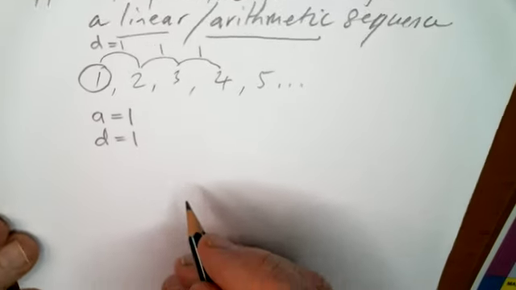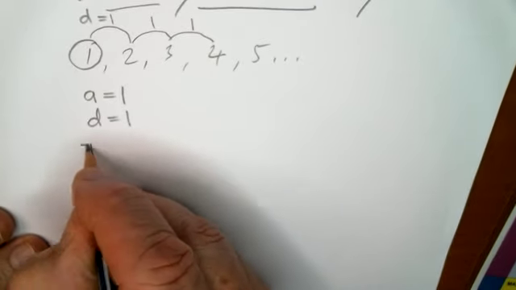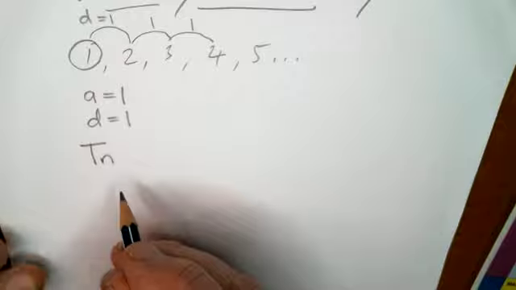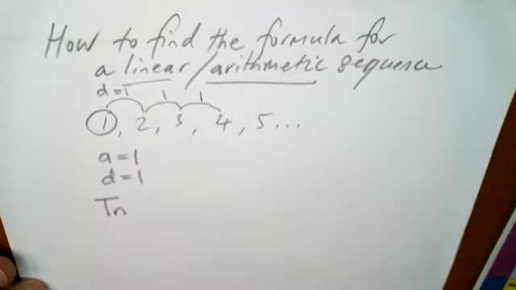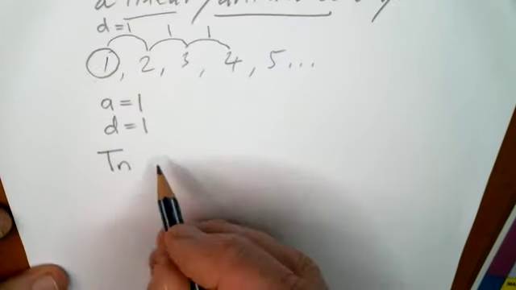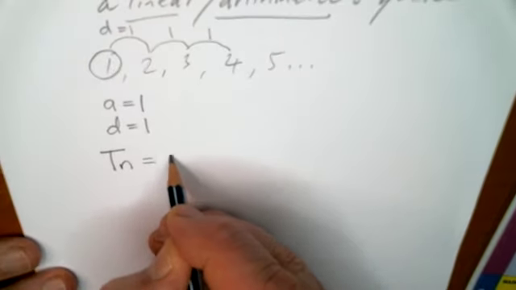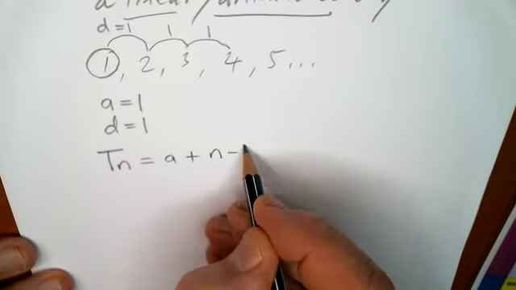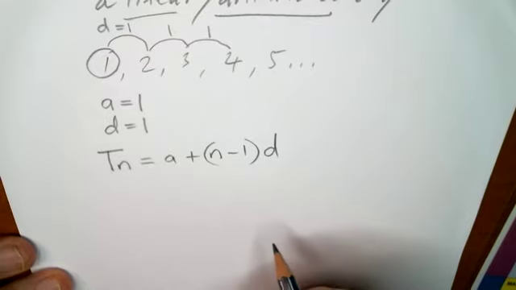Now we're ready to write the formula. And it will always be in the form Tn, that's the term value of a particular term, is equal to A plus N minus 1 times D.